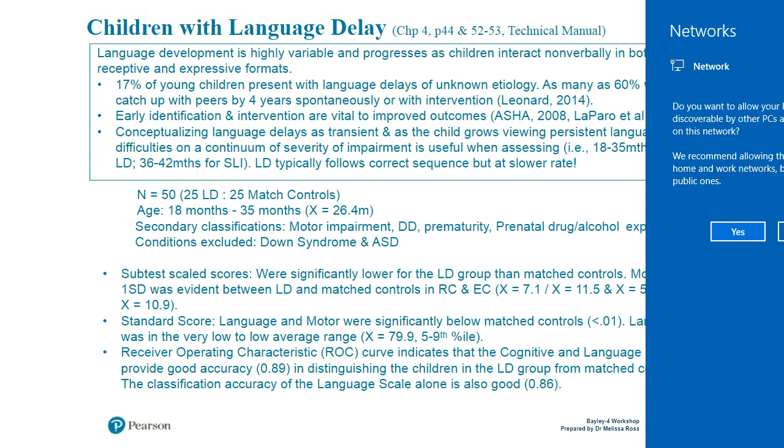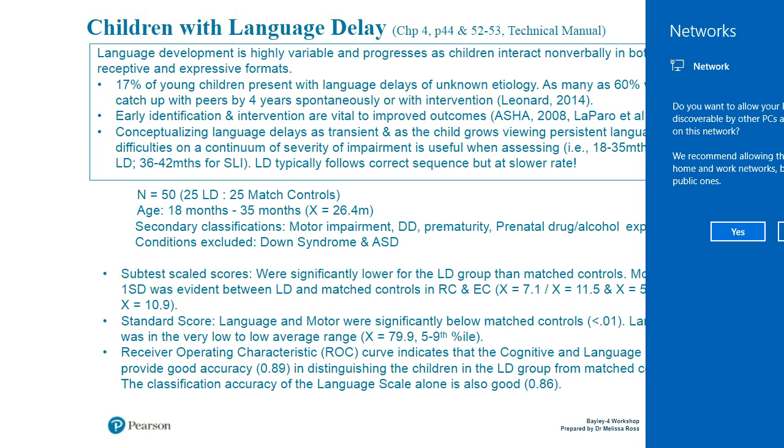Conceptualizing language delays as transient and, as the child grows, viewing persistent language difficulties on a continuum of severity of impairment is useful when assessing, for instance, 18 to 35 months for language delay and 36 to 42 months for specific language impairment. Language delay typically follows correct sequence, but at a slower rate.